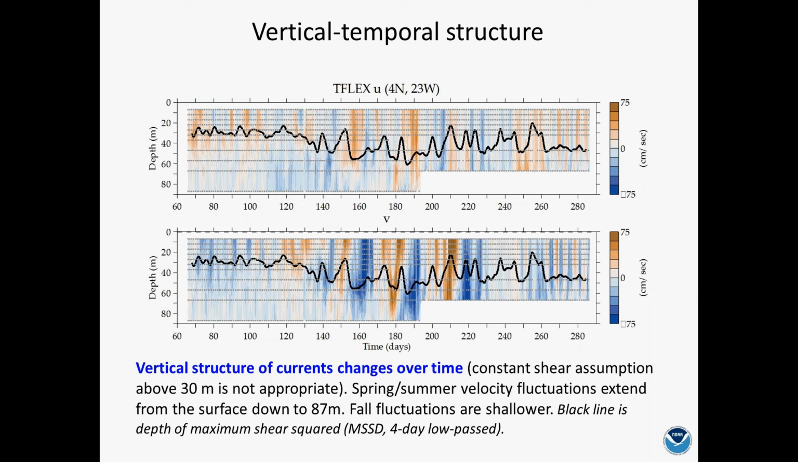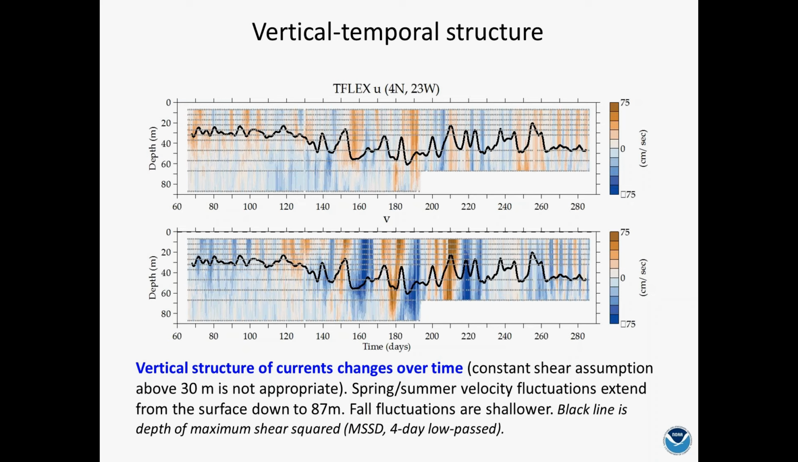The other thing that I want to point out before I leave this figure is that the black line is the depth of the maximum shear squared. So I took du/dz and I squared it, added to dv/dz and squared it, and then looked at the depth where that was maximum for each time. And this is a 4-day low-pass filter, so if I actually put the hourly values, it'd be very noisy because there's a lot of high-frequency variability in that depth. But this gives you a general sense of what's happening.